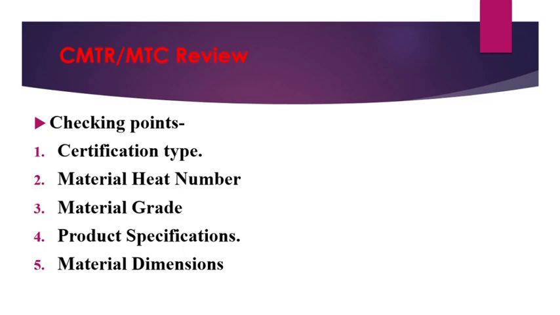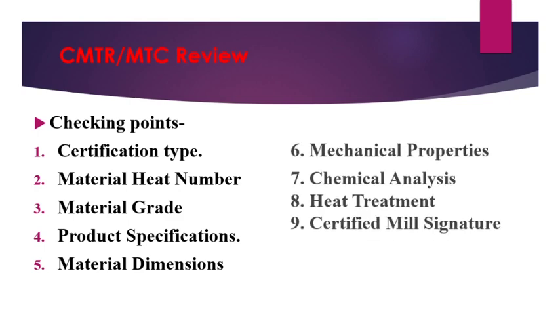Then material dimension. What is the dimension of the material? These are the things we have to check in the MTC. Then mechanical properties, chemical analysis, heat treatment, certified mill signature. These are the basic things we have to check in the MTC. If any point is missing in the MTC, we can say this is not a complete MTC.